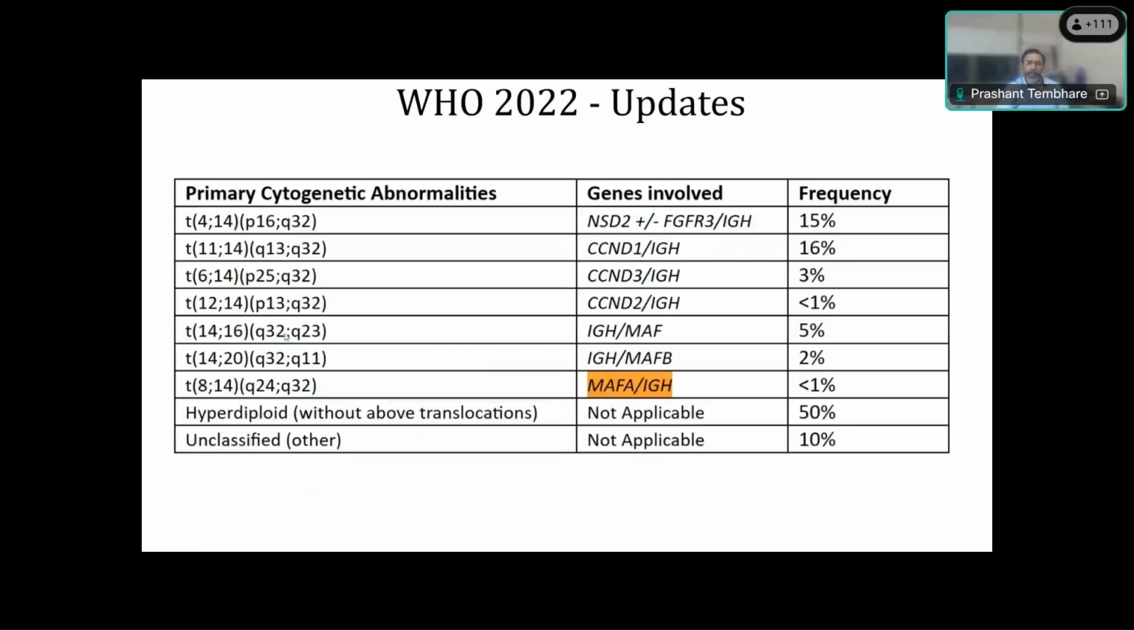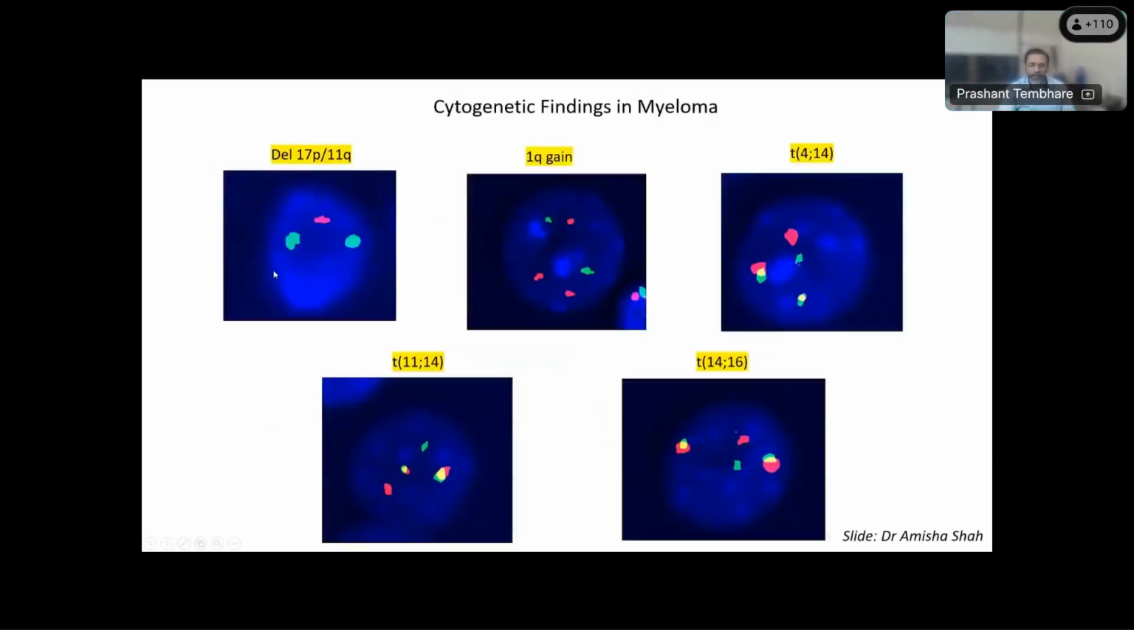You can look at this, the frequency of different genetic abnormalities which has been published. This is the FISH technique, where because one arm is deleted, you can see there is only one signal from chromosome 17p. The same way here, the 1q gain which I mentioned: you can see there are three signals. 1q is gained in FISH. So 1q gain and amplification is also considered high-risk genetics.